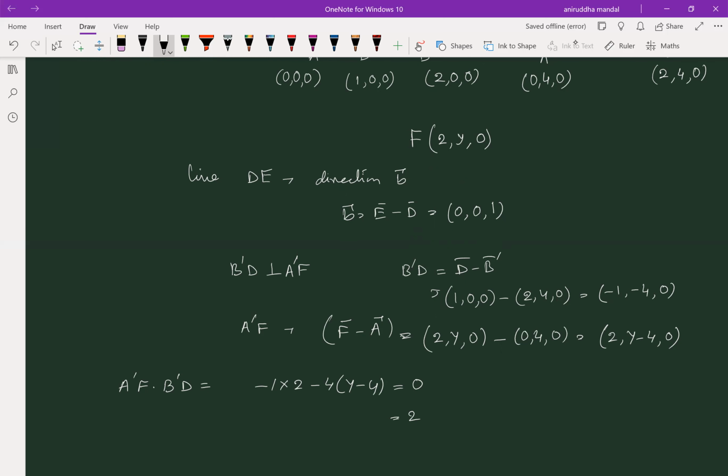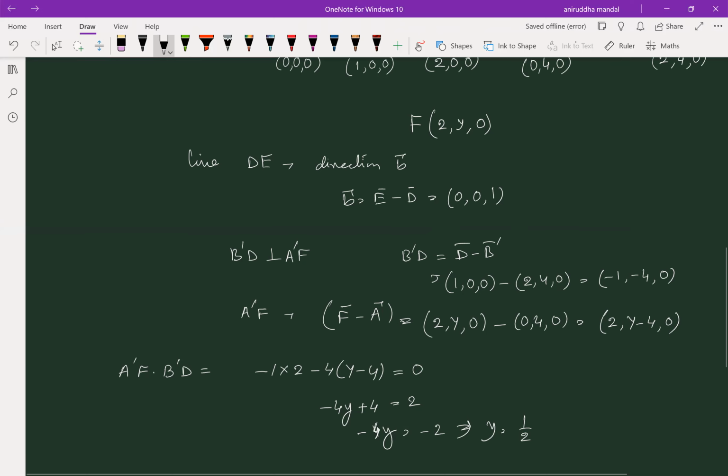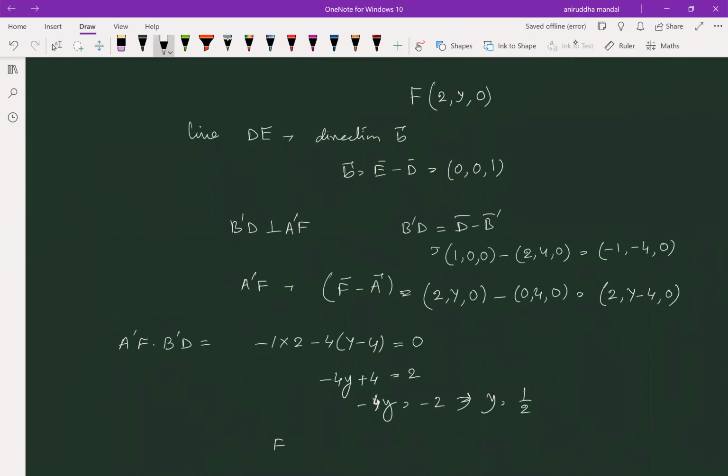So 2 minus 4y plus 4, so 4y is 2, so y is half. So we have found the f point. So f point is (2, 1/2, 0).